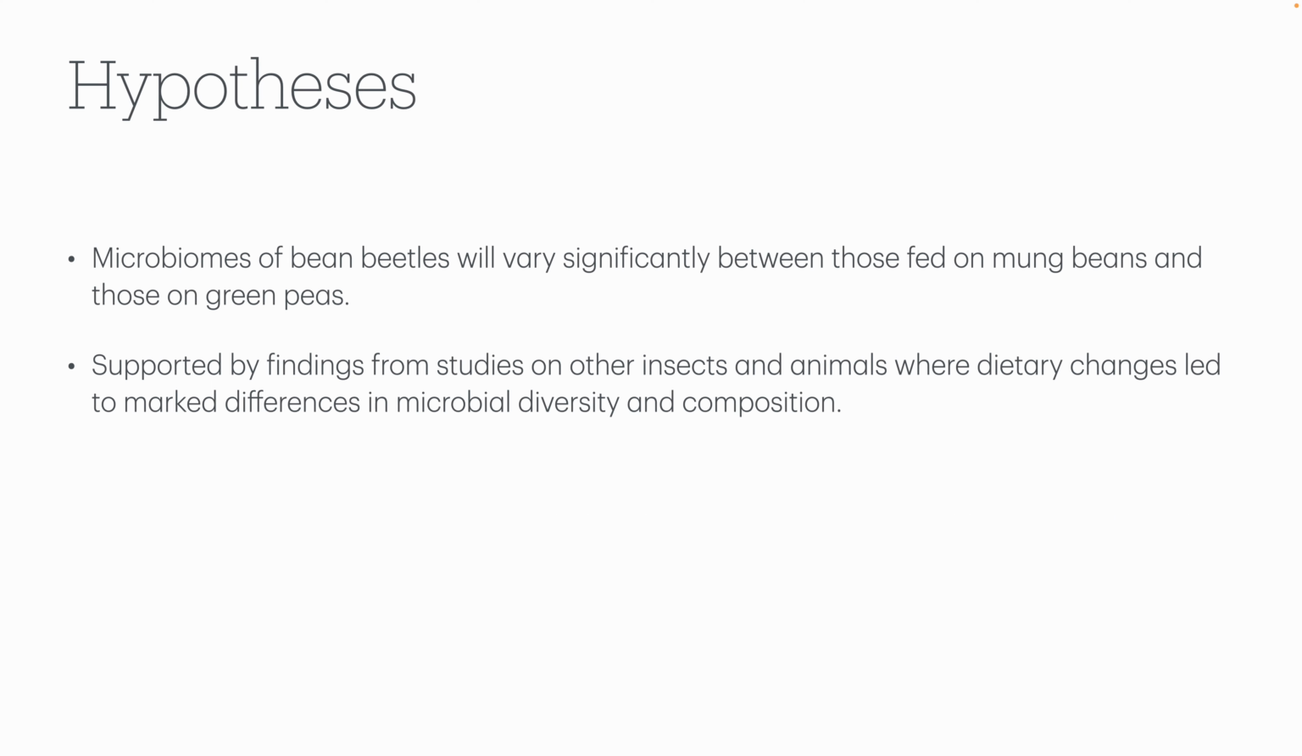I hypothesized that the microbiomes of bean beetles would vary significantly between those fed on mung beans and those on green peas. This hypothesis was supported by findings from studies on other insects and animals where dietary changes led to marked differences in microbial diversity and composition.